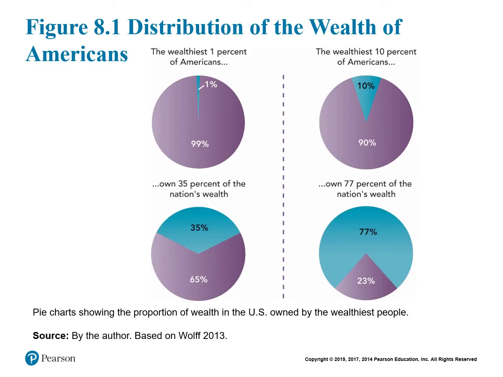Here's a chart that describes the distribution of wealth of Americans. If you remember, in the last chapter we saw a similar chart that described the distribution around the world, but here we have it in the United States. On the left side of the table, the wealthiest 1% of Americans own 35% of the nation's wealth. And on the right side, you see the wealthiest 10% of Americans own 77% of the nation's wealth. So it's indicating a small number of people who have ownership of a large amount of the wealth.